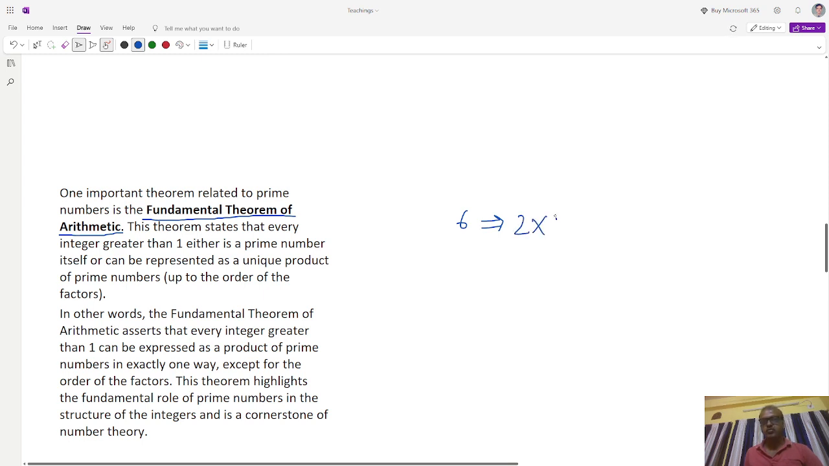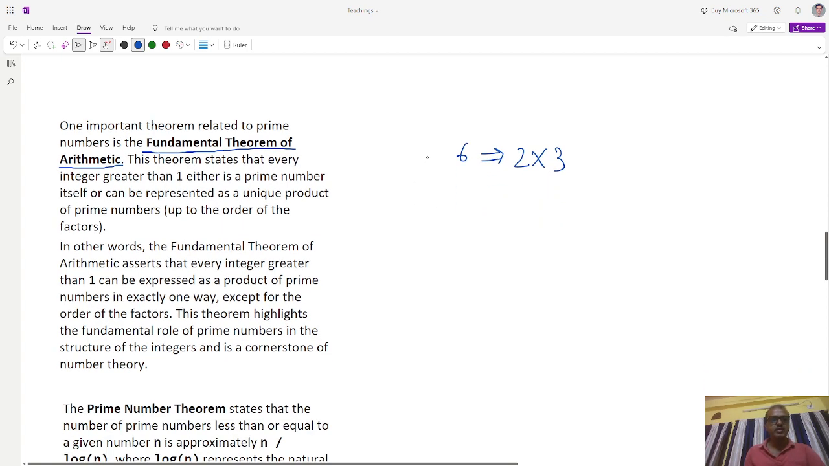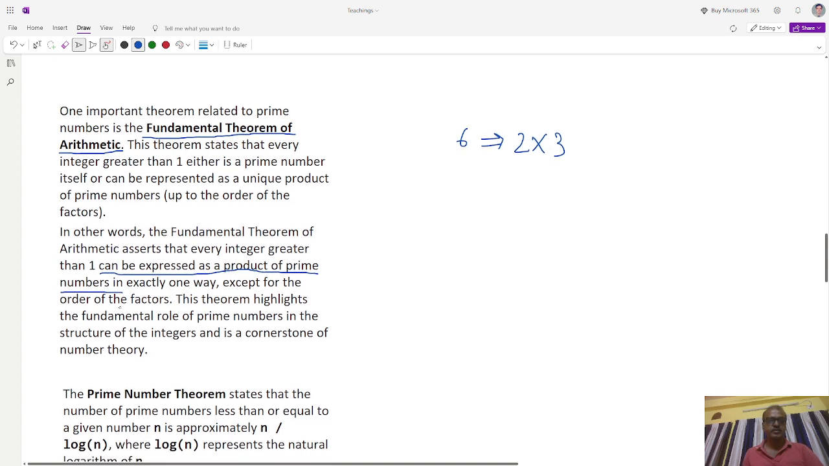It's 2 into 3. Okay. In other words, the fundamental theorem of arithmetic asserts that every integer greater than 1 can be expressed as a product of prime numbers. What I told already: it can be expressed as a product of prime numbers in exactly one way, except for the order of the factors.